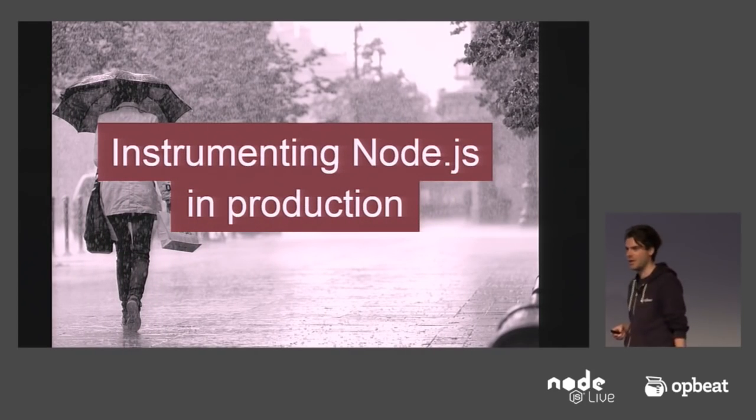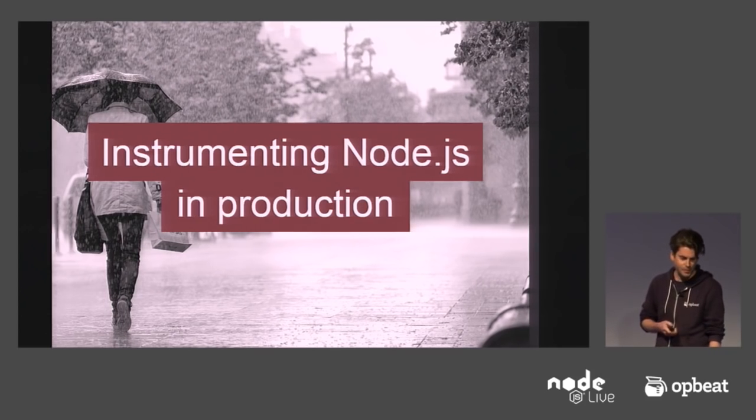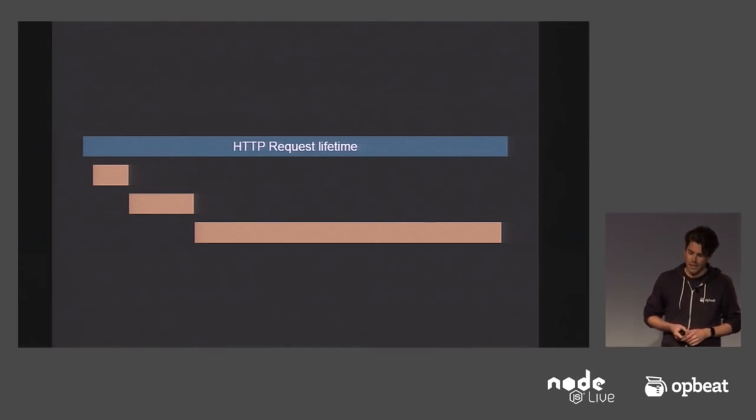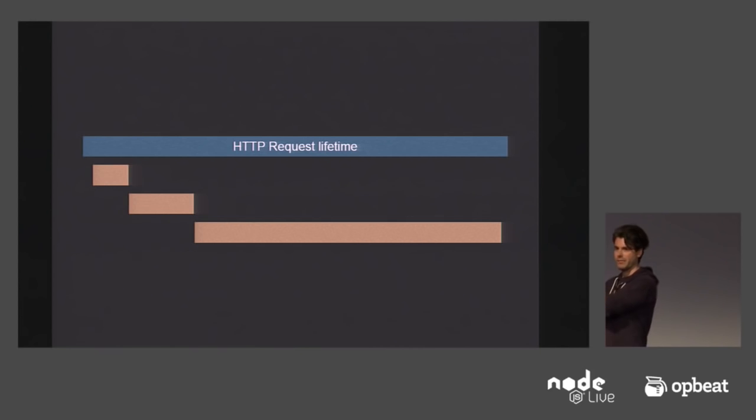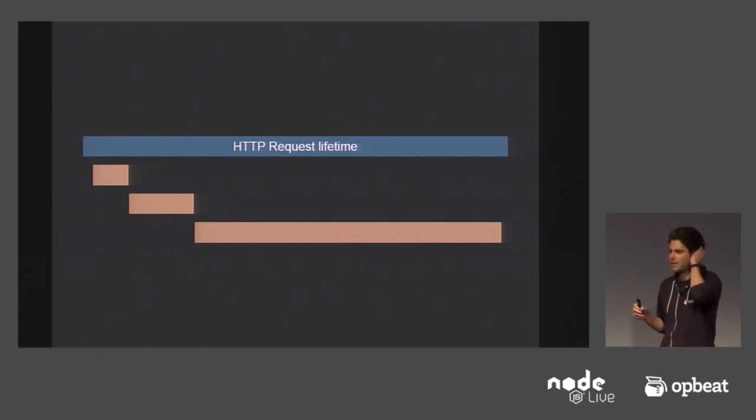The topic of this talk is instrumenting Node.js in production. And as I showed you before, when I say instrumenting, what we want to do is look at something like a request, for example, and see what goes on behind the scenes. So normally when we talk about this, we see kind of a waterfall thing going on.